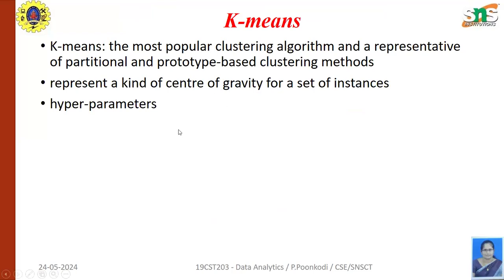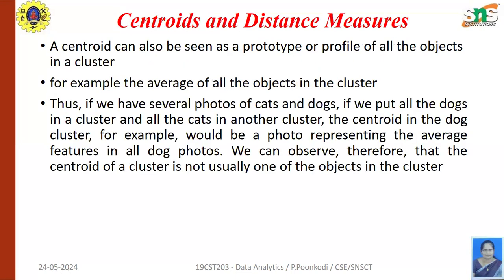K-means is the most popular clustering algorithm, and it uses partitional and prototype-based clustering methods to ensure cluster validity and clustering techniques. It represents the center of gravity for a set of instances. Basically, we use hyperparameters to choose the objects, find the distances, and form the groups. It uses the centroid and distance measures to measure the distances between the objects.